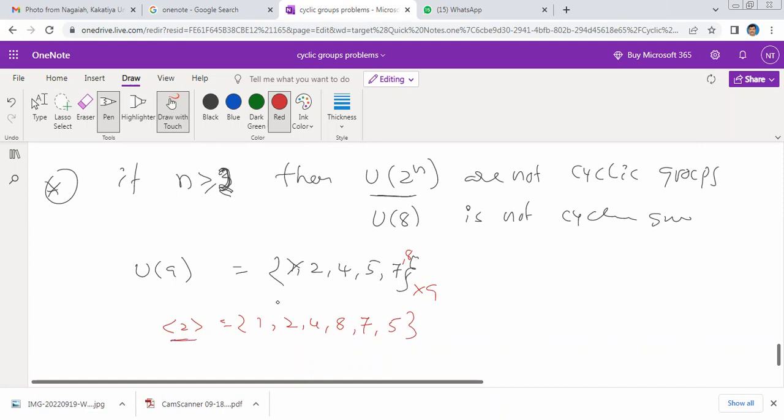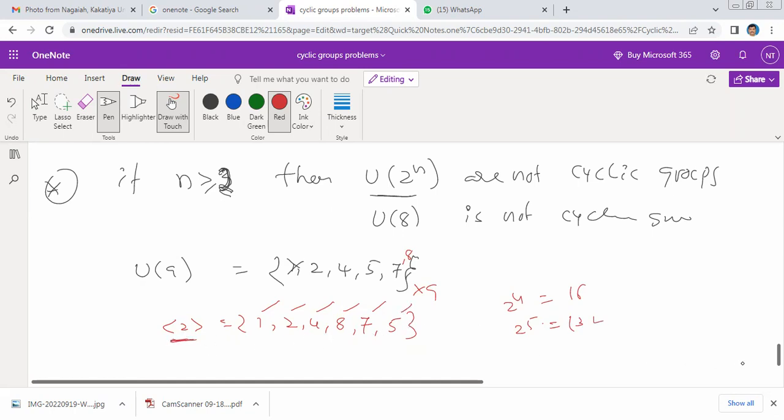Look here: 2 power 0, 2 power 1, 2 squared is 4, 2 cubed is 8, 2 power 4 is 16, which is 7. 2 power 5 is 32, and 32 minus 27 is 5, right? So it is generated by 2.